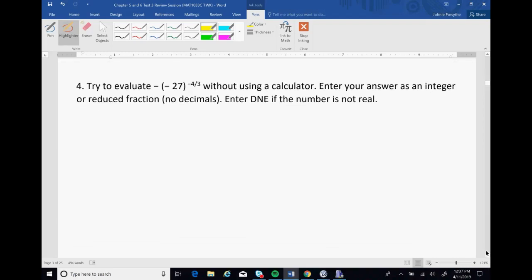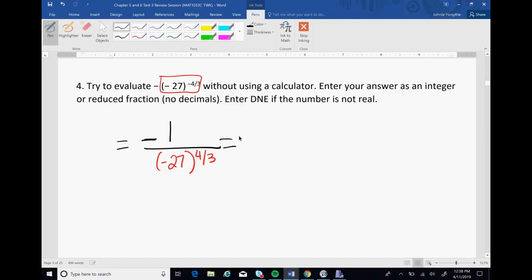Try to evaluate negative times negative 27 raised to the negative 4/3. So first of all, when you have a negative exponent, you want to immediately make that exponent positive. So this first negative is still here, and we want to make this exponent positive. So we're going to move it to the bottom, negative 27 raised to the positive 4/3. And since we need something at the top as a placeholder, we'll just put a 1 there.